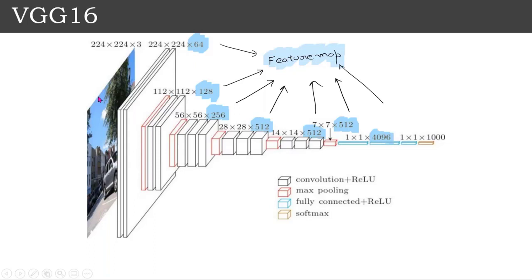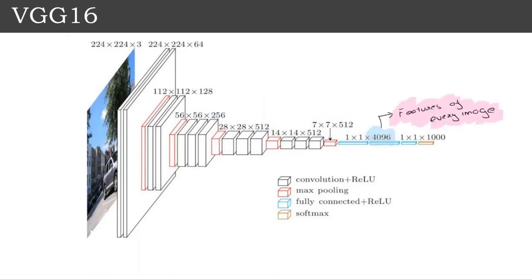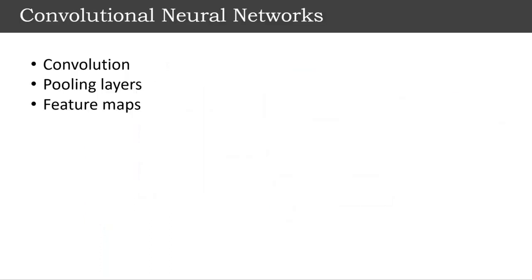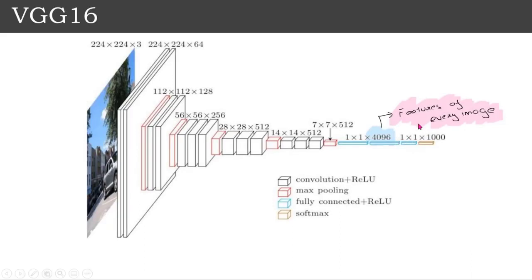From every input image, 4096 features were being extracted in VGG16. In 2014, this was the big deal. Now we have better models, but that was the big thing back then. So the features of every image are being pulled out.